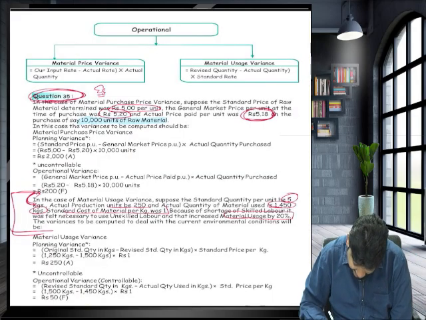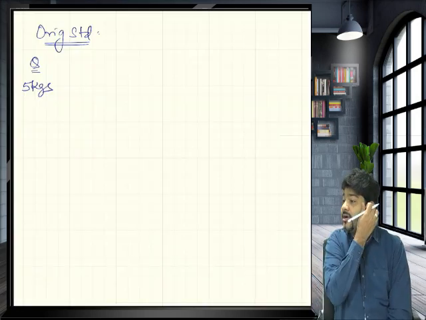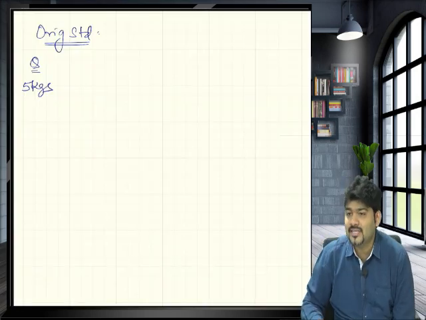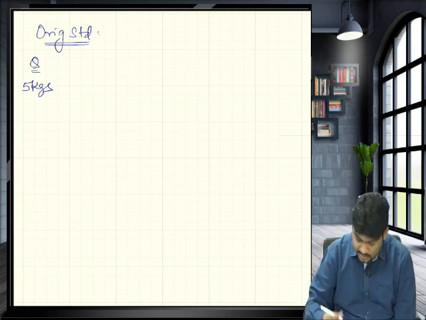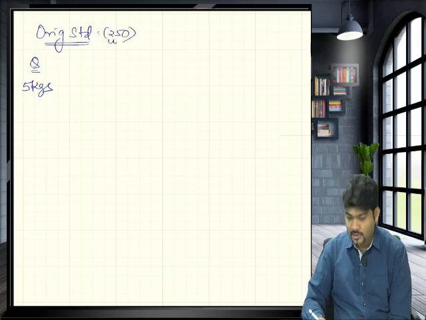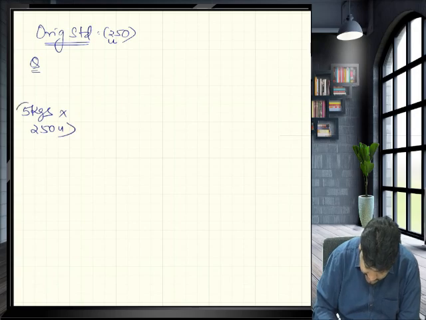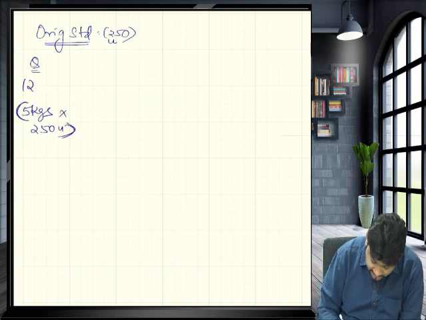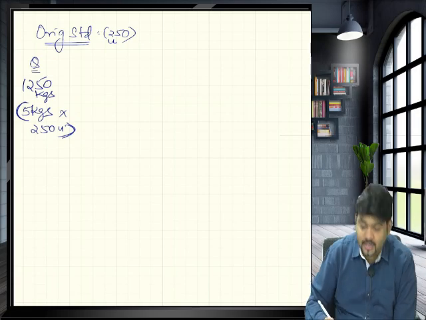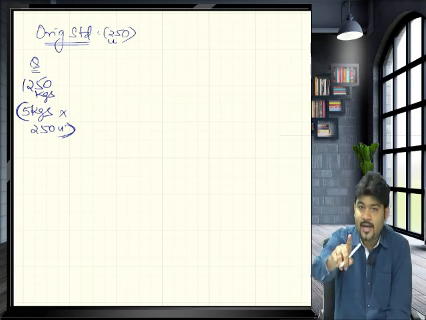Then actual production is 250. So for 250 units, how much original standard quantity will be purchased? 1250. So original standard, end of the day, we will compute, equal it with the actual. So 250 units are to be produced. For every unit 5 kgs is required. So essentially what we are saying, 5 kgs into 250 units. What is the original standard? 1250 kgs will be consumed. Yes or no? Are we clear with this?